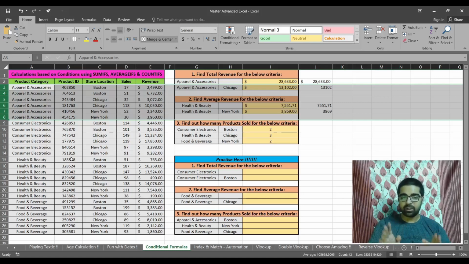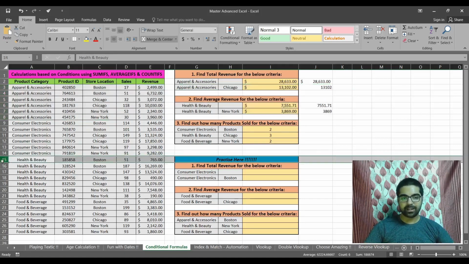Okay, like that only here also you have to understand, for each product there is a unique product ID. If Boston is repeating 2 times, if you see product ID, 2 different product IDs are there. So you have to understand 2 products only got sold in Boston, 2 in Chicago, 2 in New York. Okay, let's take one more example.